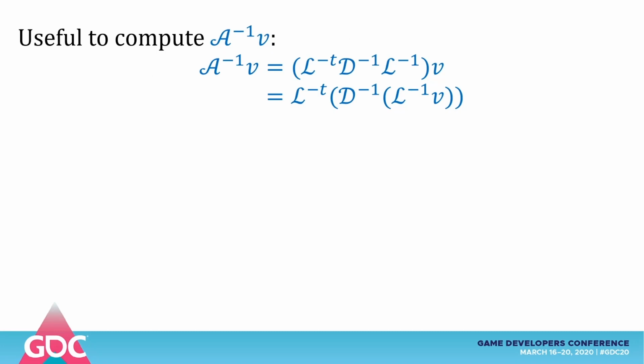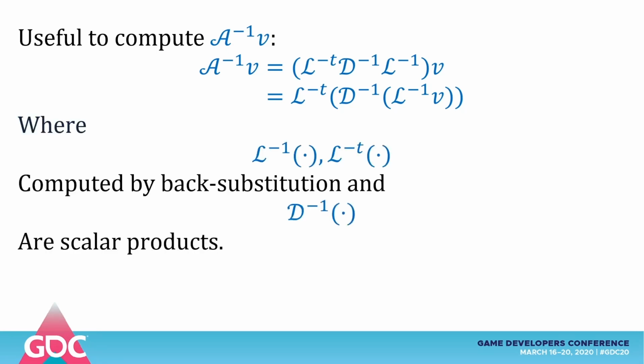So for any vector V, A inverse times V can now be evaluated by applying the inverse of the decomposition factors. Computing the L inverse and its transpose times a vector can be done using a method called back substitution, which is very efficient. And inverting D is trivial as it involves only inverting scalars.